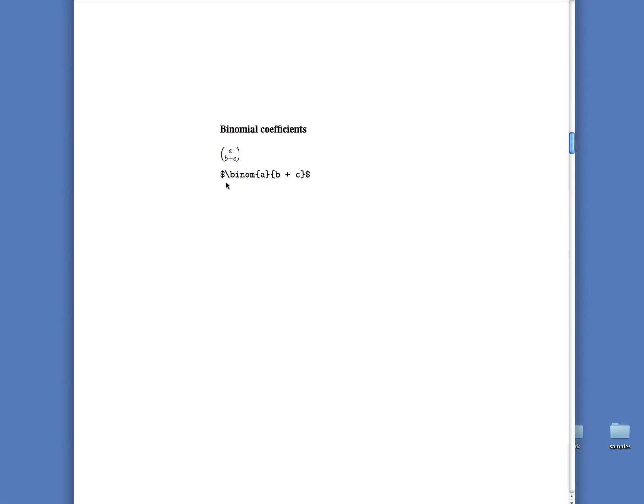Binomial coefficients are done with the binom command, which has two arguments. And congruences are done with, first of all, the equiv command to get the 3 bars, and then we have special commands to do the last part. Pmod will do parenthesis mod, and the argument of pmod will be put here, in this case lowercase theta. This without the mod word is the pod command, and there are a few more variants. These two are the most often used that you can find in my book.